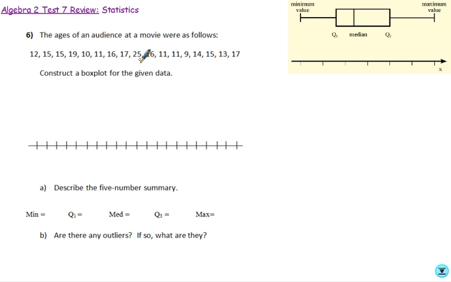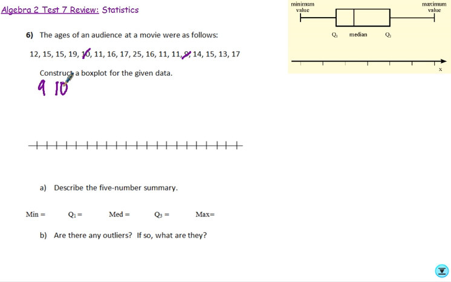So what we need to do is first construct our box plot, and the way that we do that is we order the numbers from least to greatest. So we want to lay these numbers out from smallest to largest, and then we want to know what the median number is, what's the middle, and then we're going to break it apart from there. Looks like the smallest number would be 9, and the next number would be 10.